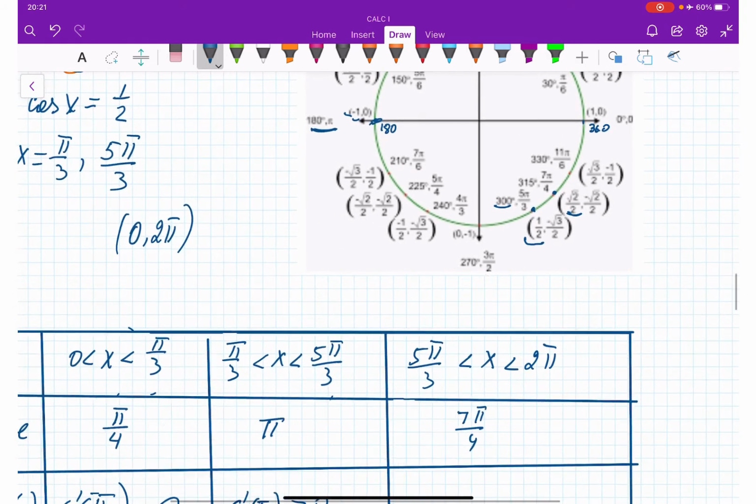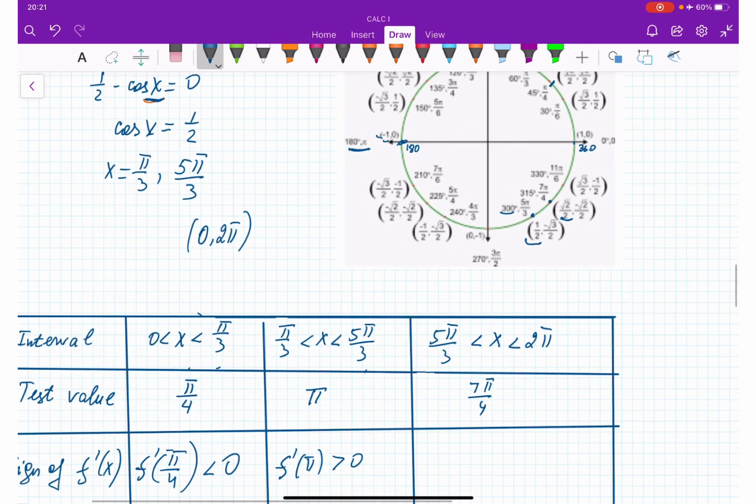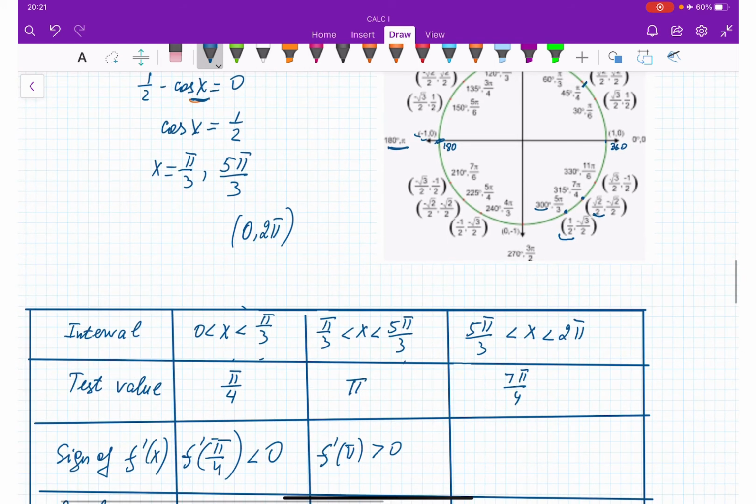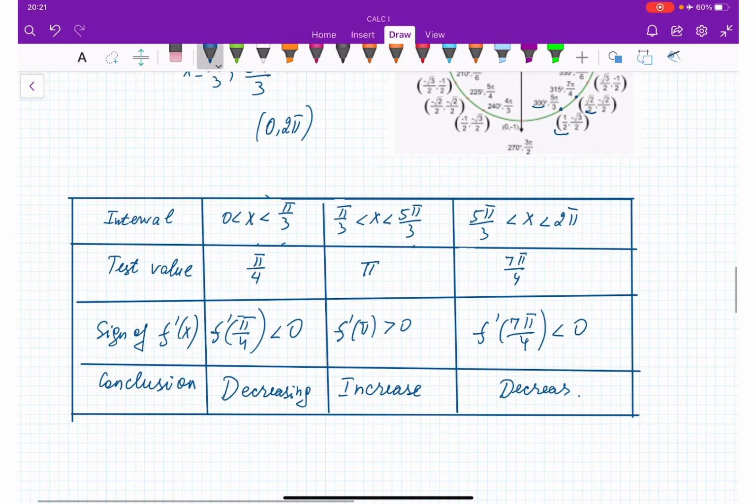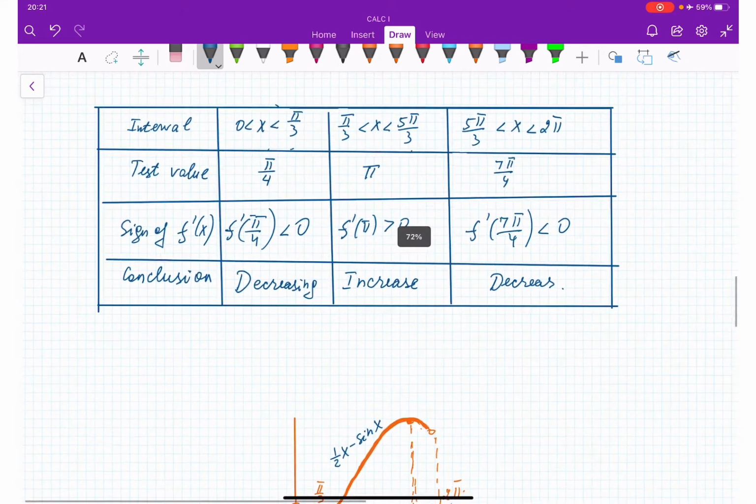Square root 2 is about 1.44. So if we plug in there, 1/2 minus square root 2 over 2, it's going to be negative. So we're going to get f prime of 7 pi over 4 is going to be less than 0, which means it's decreasing. Okay, let's look at the graph I prepared, to save time.